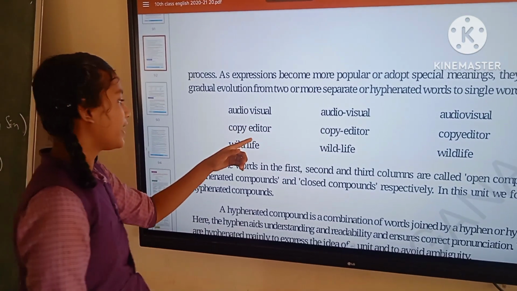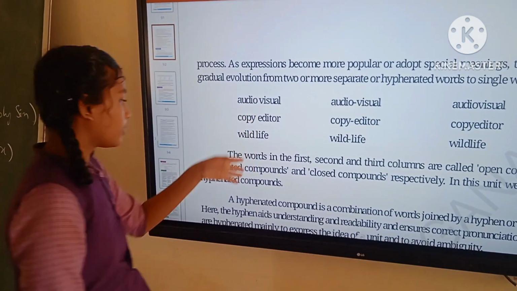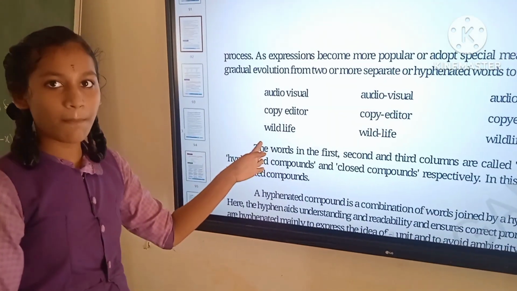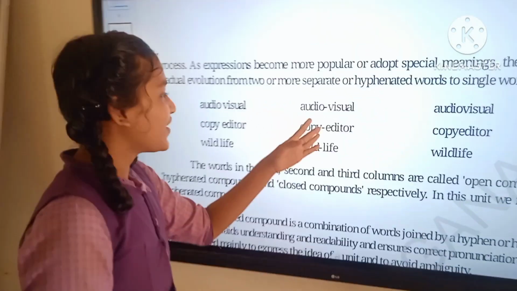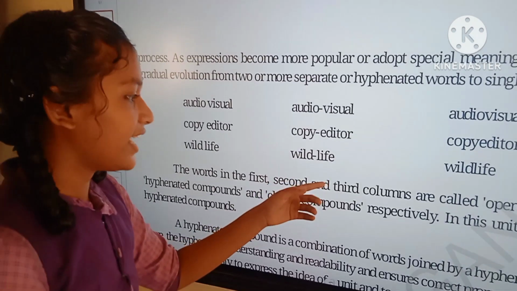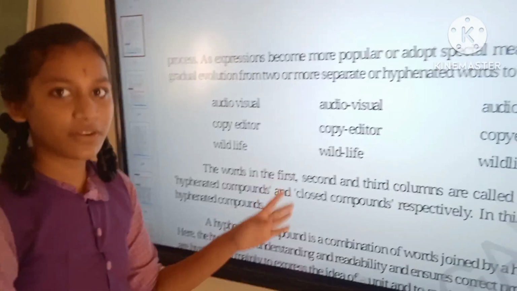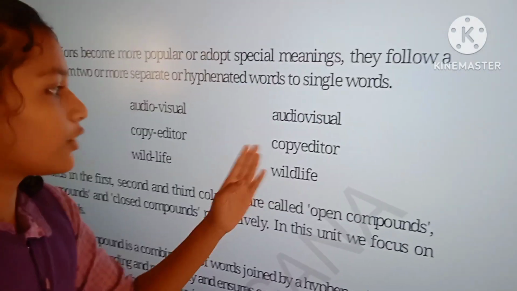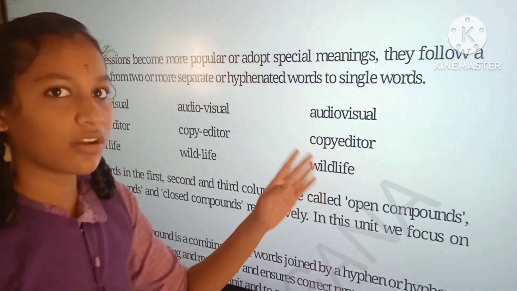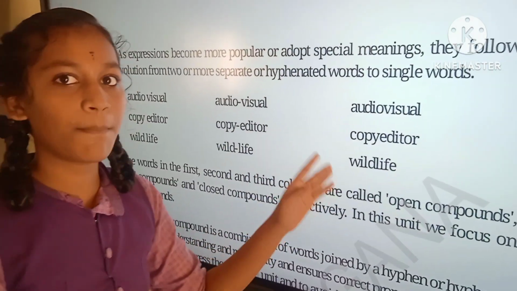Audio visual, copy editor, wildlife. These are open compound words. Audio-visual, copy-editor, wild-life. These are hyphenated compound words. Audiovisual, copyeditor, wildlife. These are closed compound words.